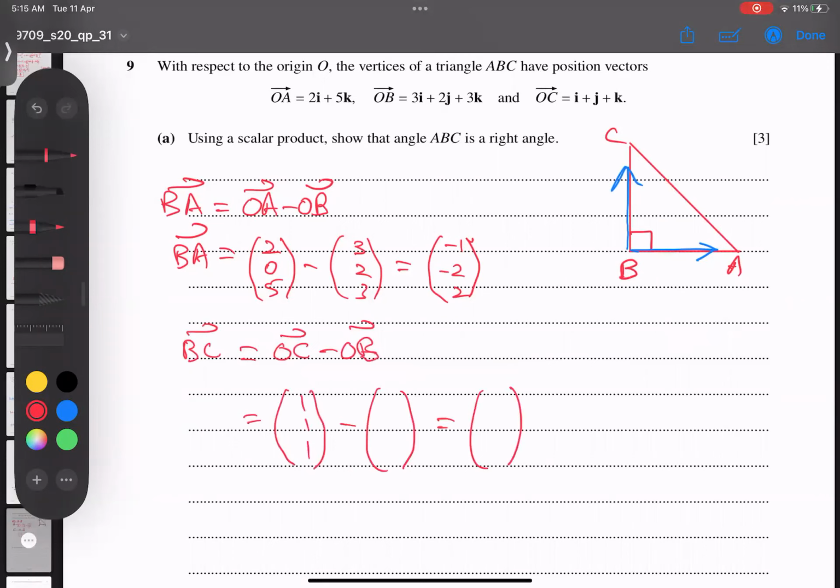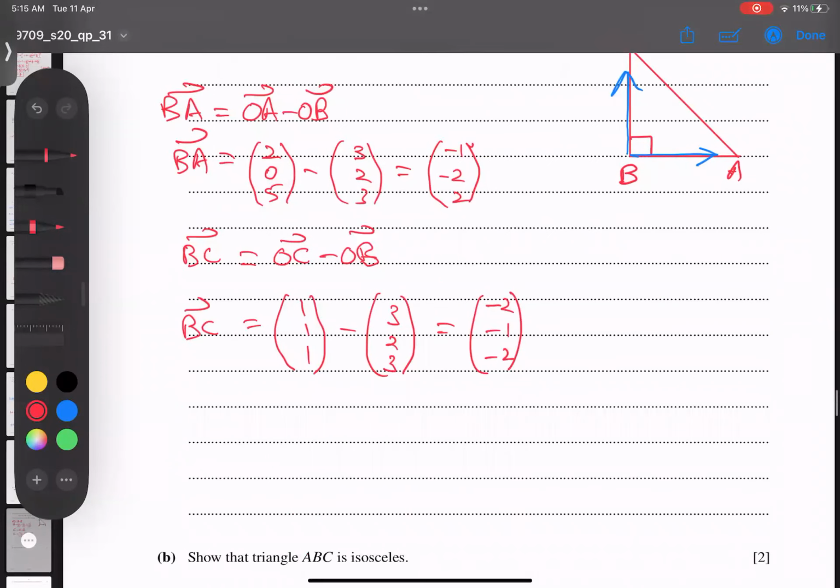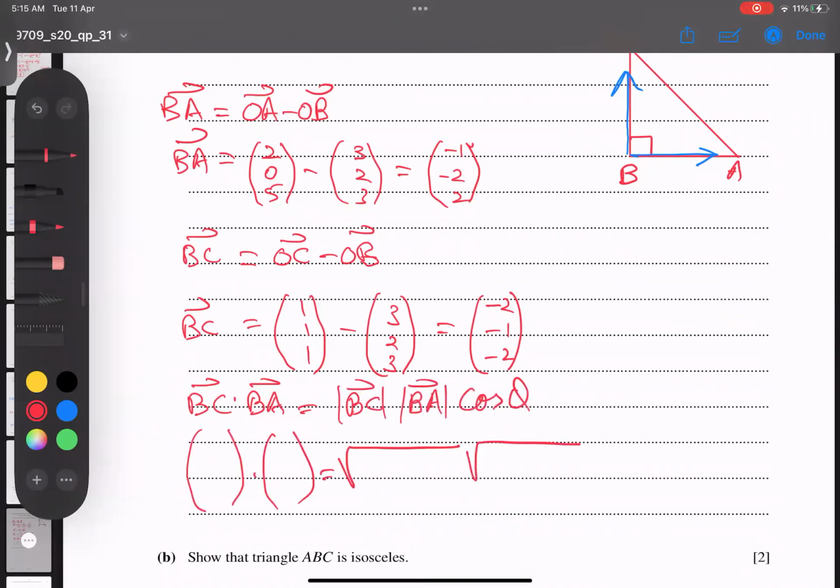1, 1, 1. I got it from here, and OB is 3, 2, 3. I get -2, -1, and -2. So I got BC, I got BA, and I'm using the dot product formula. BC dot BA is actually BC magnitude into BA magnitude into cos of the angle between them. So this dot product here is magnitude into cos of theta.